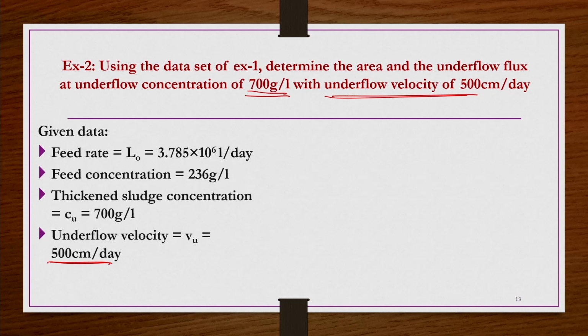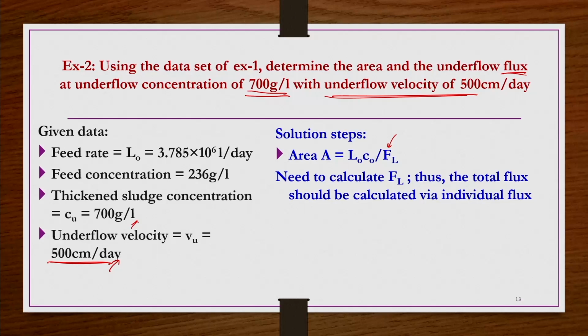So that means the underflow flux you can directly calculate easily here. Okay. Now you need to have consistency of units, day, liters, centimeters; different units are there, and you should be very careful about them. Okay. So now the solution steps. The question asks you to determine the area and then the underflow flux, right. In the flux calculations, once you get the limiting layer flux FL, you substitute here L naught C naught by FL, then you will get the area requirement. So FL we need to calculate.